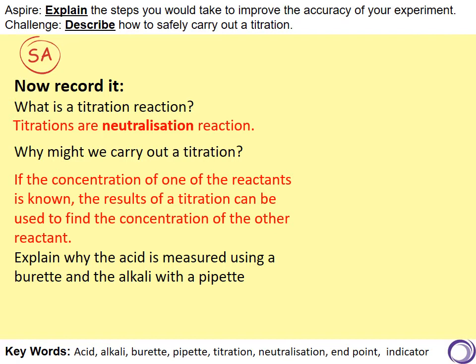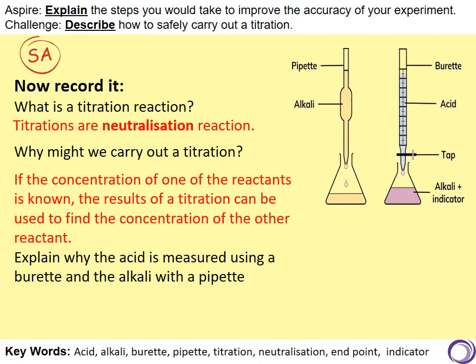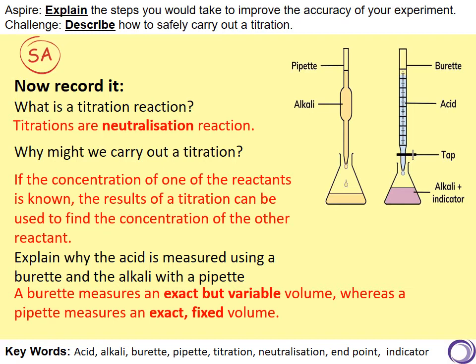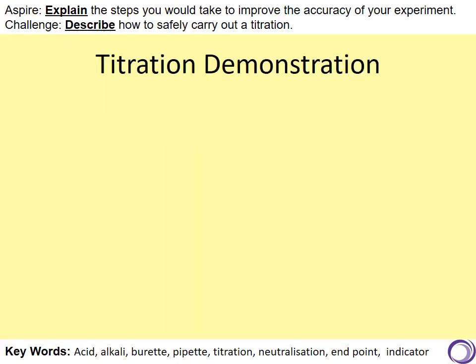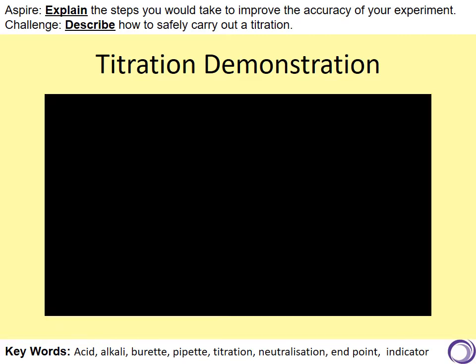And why is the acid measured using a burette and the alkali with a pipette? That is because the burette gives an exact but variable volume, whereas the pipette measures an exact fixed volume. If you need to pause the video at this point and correct your answers, then please do so. Now I'm going to show you a video demonstrating how to carry out a titration reaction.